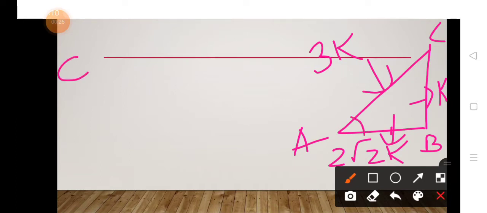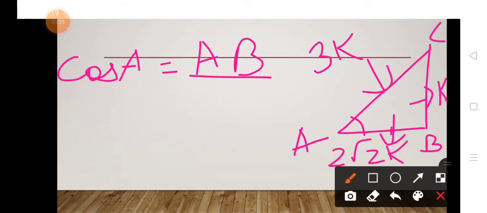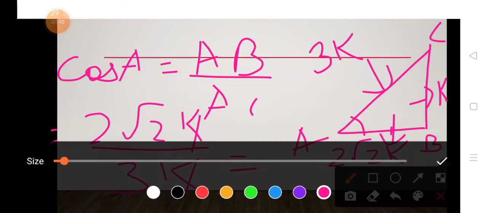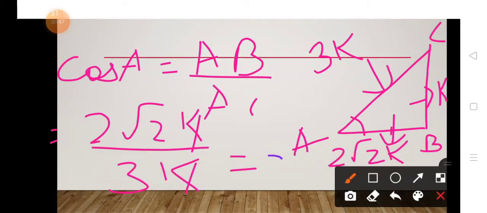Let's try with cos of A. If I want to find cos of A, what is it? Adjacent by hypotenuse. What is my adjacent here? AB. AB by hypotenuse is AC. What is my AB here? 2 root 2k. What about AC? What is AC? 3k. K and k will be gone. So my cos of A will be 2 root 2 by 3 is the answer.